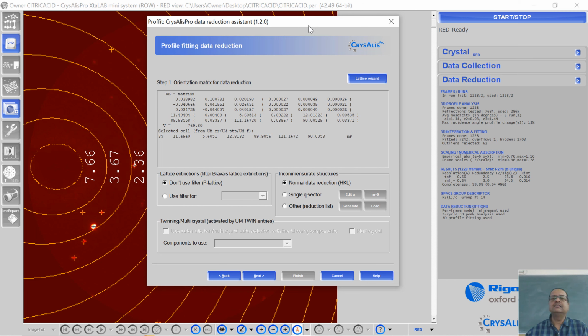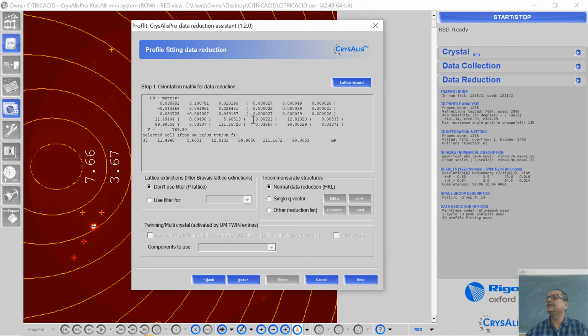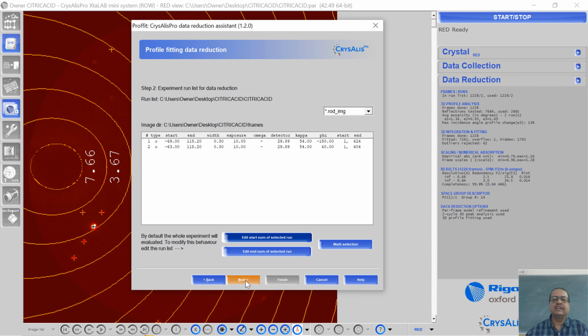From the initial screening, it indicated the primitive lattice. So we don't use any filter for C lattice or whatever, keep it as primitive lattice. Go to the next step. Now here it will read all the files, and I don't need to restrict at the moment because I don't know whether the data is good or bad.